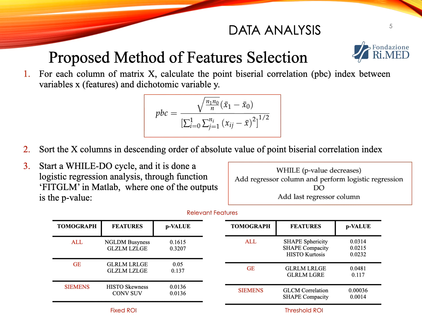Successively, we implement a while loop, in which a logistic regression is performed for each column. One output of the logistic regression is the p-value. The logistic regression model that interprets the variable y is better as the p-value decreases. The cycle then ends when the p-value does not decrease. Applying this method, the following features have been selected.